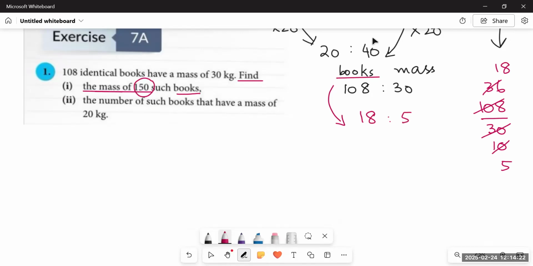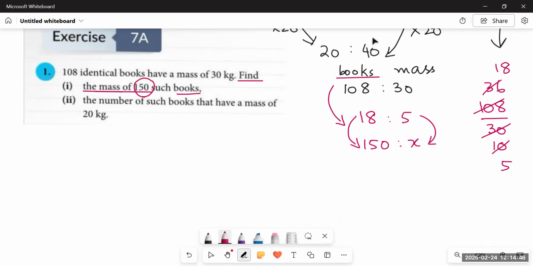Okay. After that, I have to find out the mass of 150 books. So what can I do? I will write it as 150 ratio x. And since both have the same proportion, that is, if the books increase, the mass would increase. So they are directly proportional. So what are we going to do?